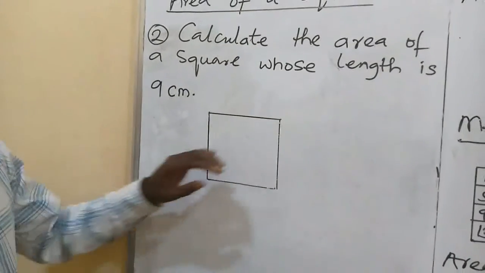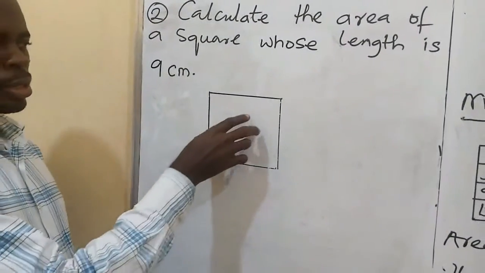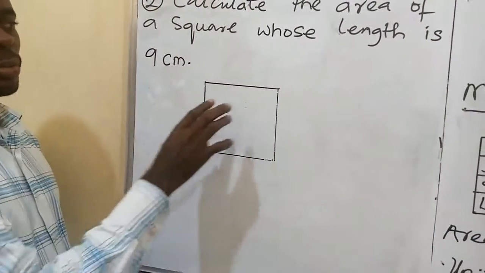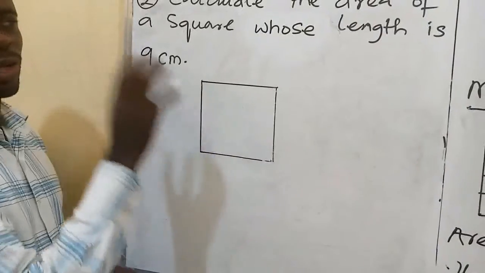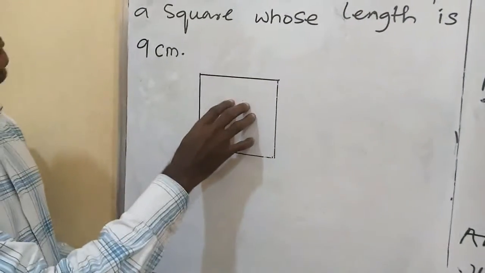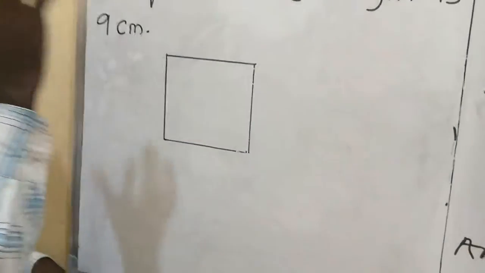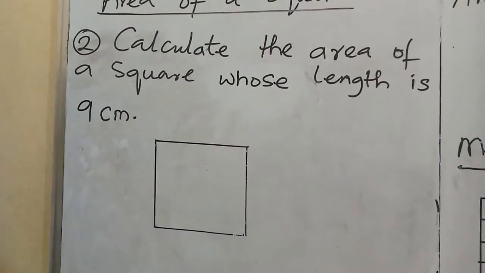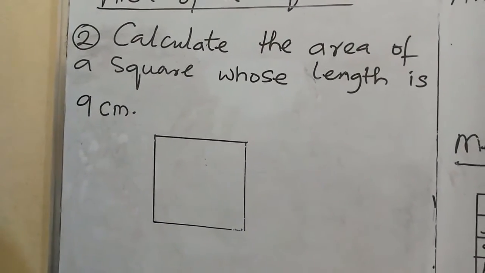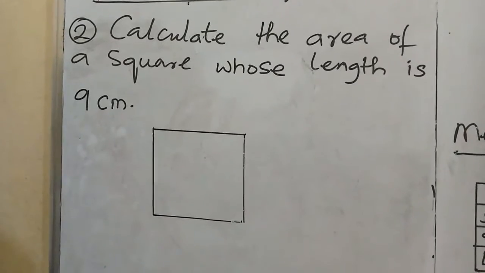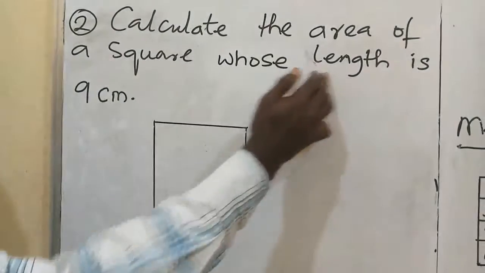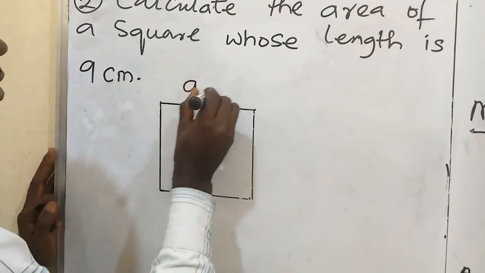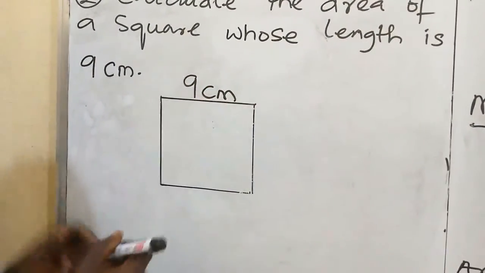Well, you can see here I've drawn a square. The square in the question is what I'm trying to get. The size of the square is what I'm trying to get. I've drawn the square here, representing the square in the question that was given. The next thing is what is the length, or what are the lengths of the square. The length has been given to be 9 centimeters. So we have here length to be 9 centimeters.